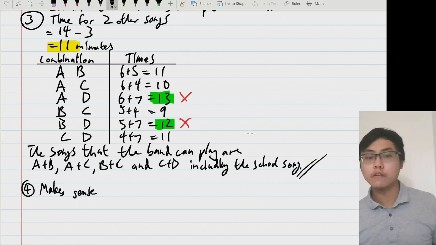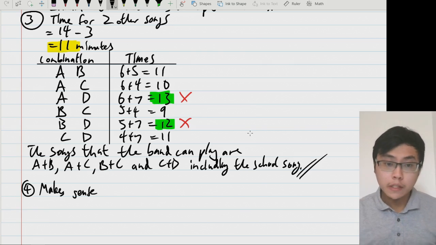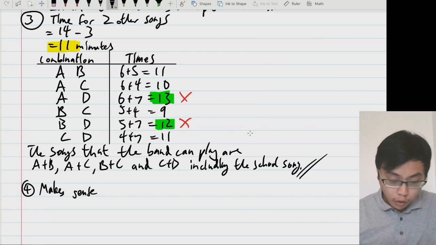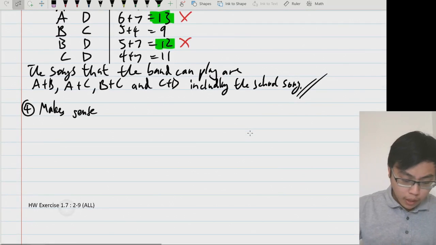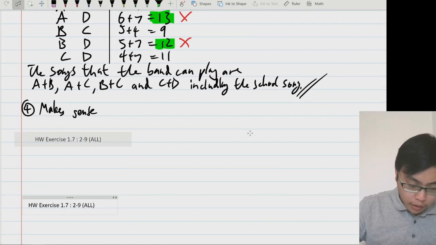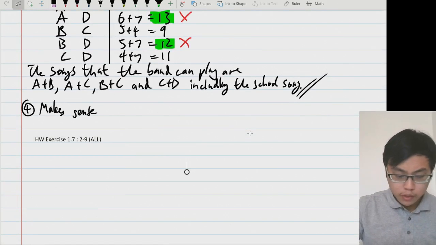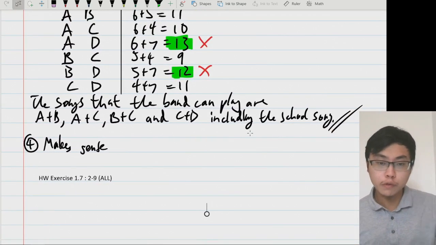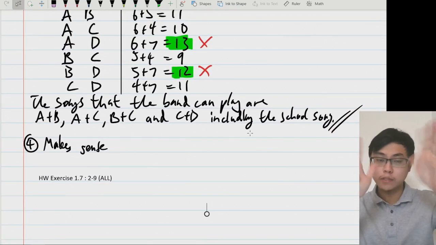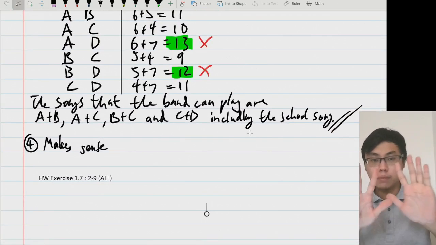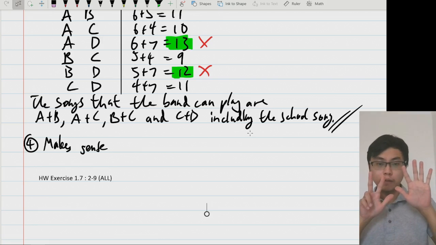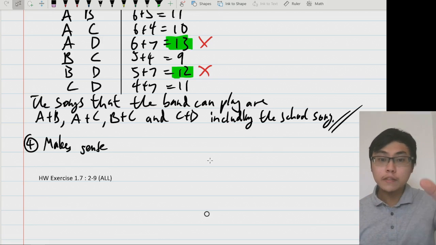Here is our answer for the problem. I know I've gone a little bit over time. Your homework today will be to do exercise 1.7, questions 2 to 9. We need to do questions 2 to 9, all of them: 2, 3, 4, 5, 6, 7, 8, 9. So just 8 problem solving questions. I can't seem to get all 8 into that small window. There you go. See you guys next lesson.